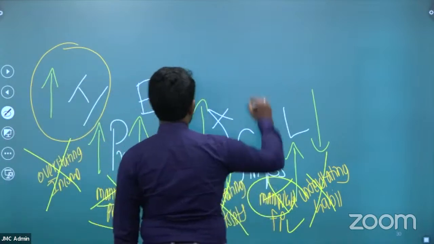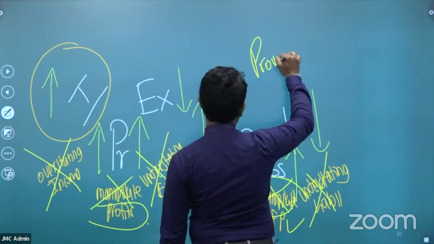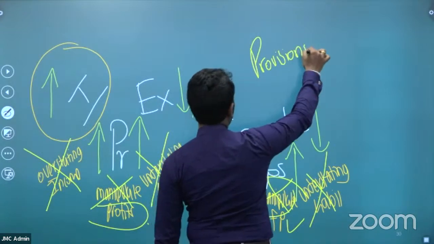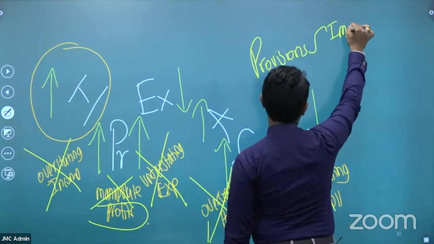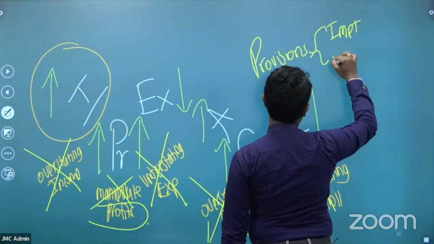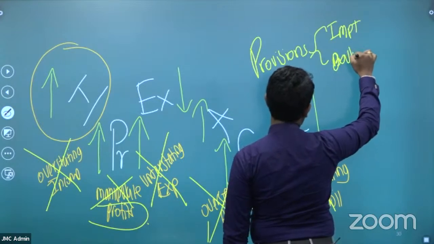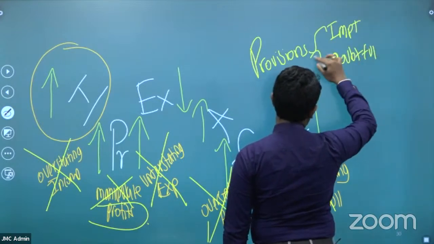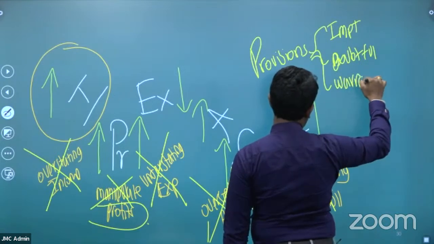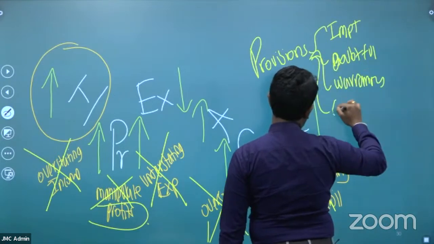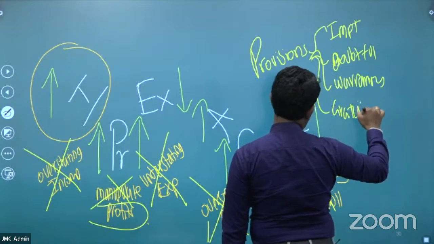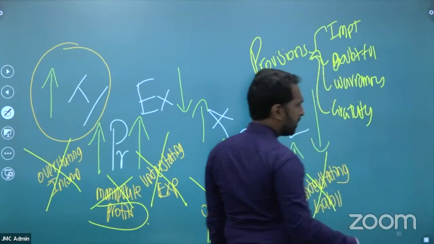Ekane oy prudence concept ekak nisa thamai api me godak provisions karanne. Right? We make this impairment provision, we make this doubtful debt provision, we make the warranty provision. We make the gratuity provision, right? So we make a lot of provisions.